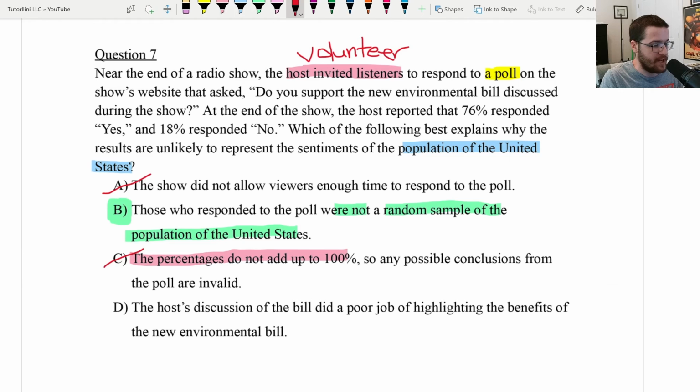And the host discussion of the bill did a poor job of highlighting, okay, this is really bad, that the people voting listened to someone's thoughtfully curated opinions before answering the question. That is really bad. If the radio show host did a good job presenting the positive benefits of the bill, lots of people are going to say they agree. So that introduces bias. Great, let's keep going.